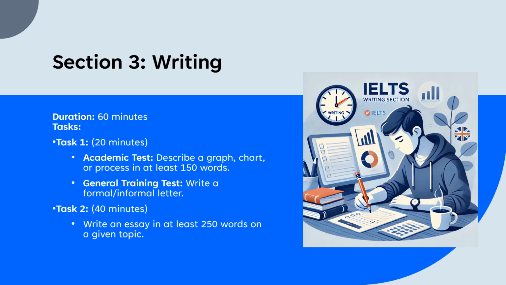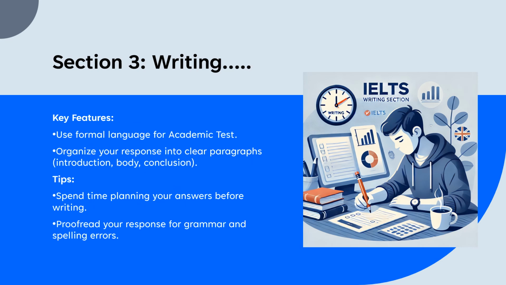The writing section is also 60 minutes long and has 2 tasks. In task 1, academic test takers will describe a graph, chart, or process, while general training candidates will write a formal or informal letter. Task 2 is an essay for both versions, where you will write at least 250 words on a given topic. You will be graded on clarity, grammar, vocabulary, and how well you address the task.